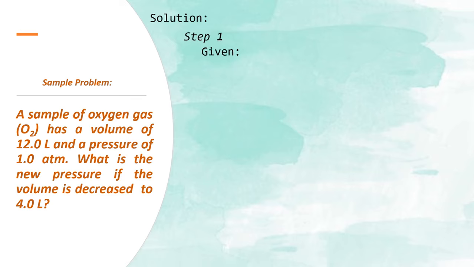Solution. Step 1. Write all the given. May mga hint naman dito sa word problem natin, kaya madali natin ma-identify. Ang ating initial volume ay 12 liters. Ang ating initial pressure is 1 atmosphere. Then, ang tanong dito, what is the new pressure? May hint ka na agad. Ilagay mo na si question mark sa final pressure. And then, if the volume is decreased to 4 liters, ang ating final volume ay 4 liters. Napakasimple. Kompleto na ang iyong given.